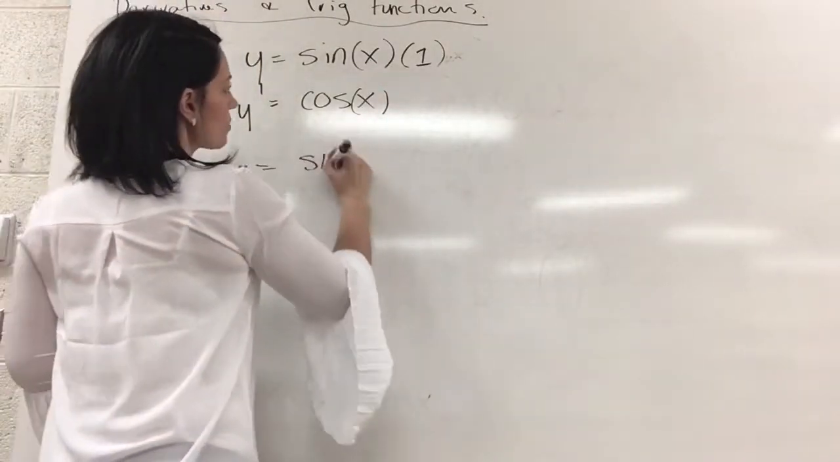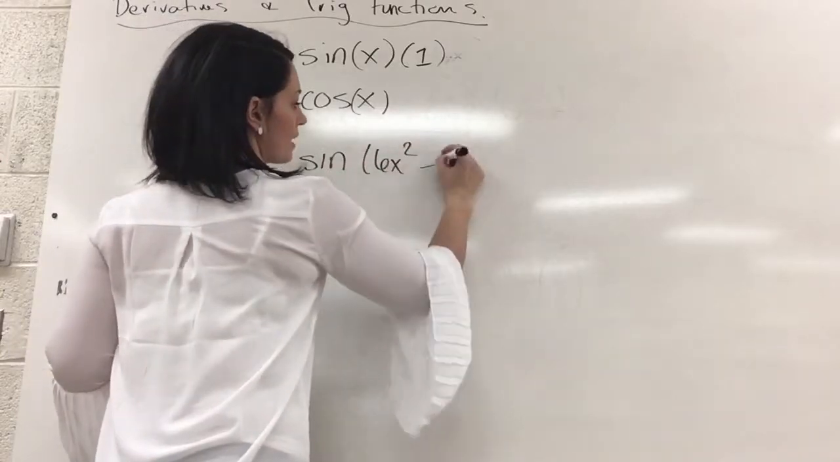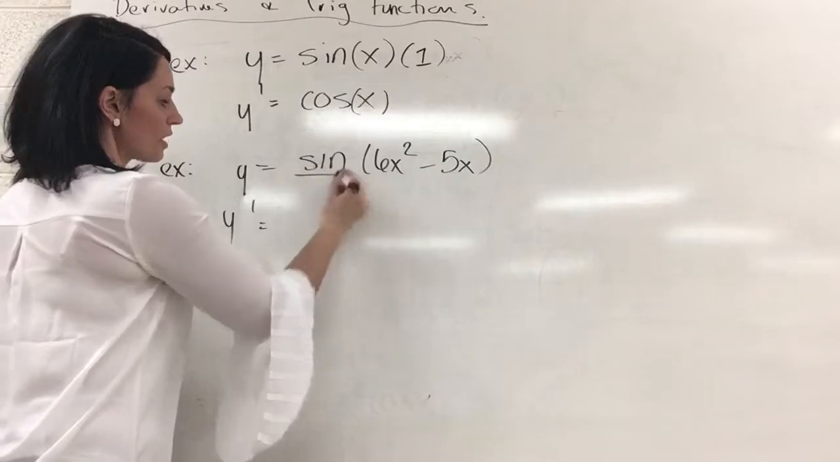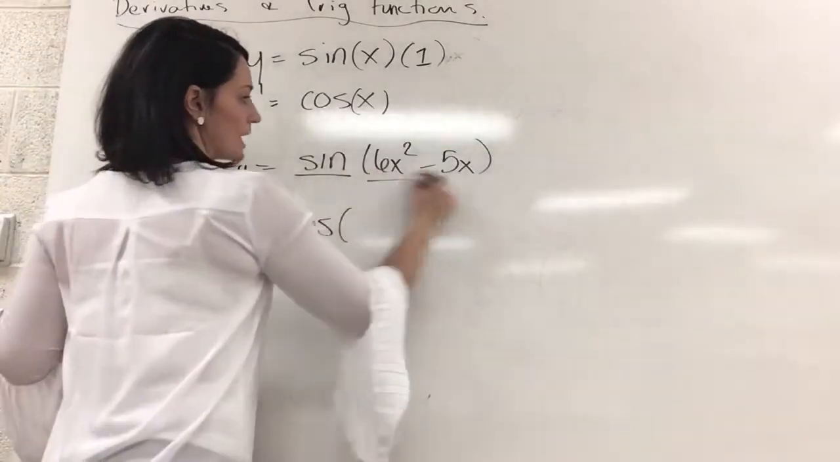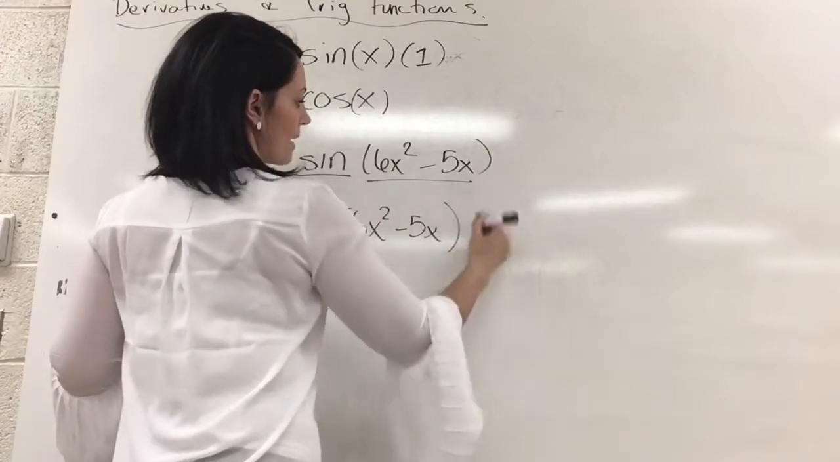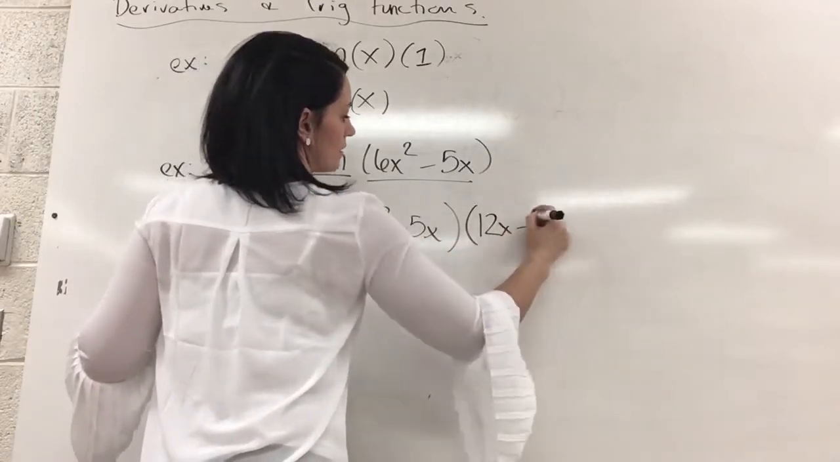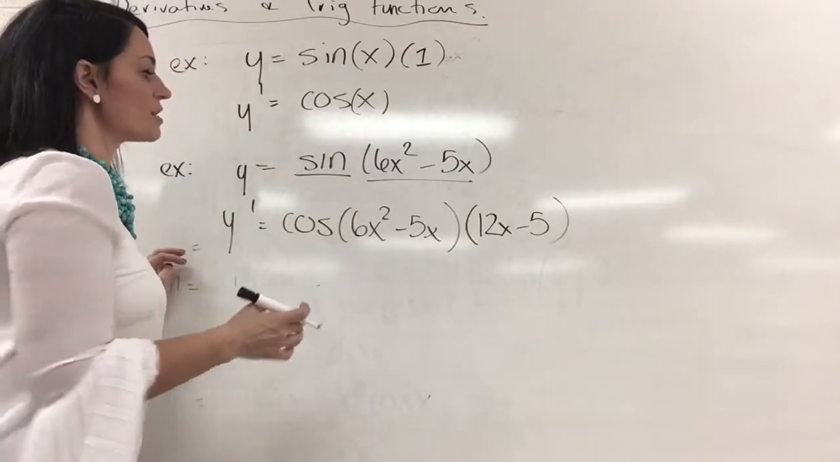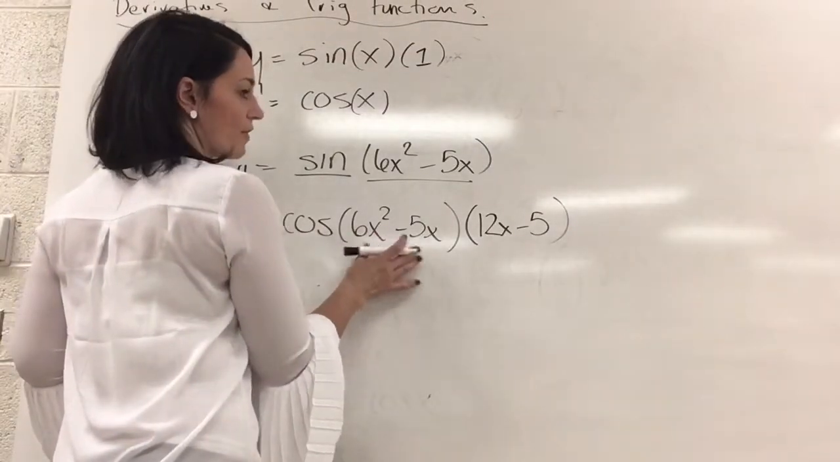So let's do the derivative of sine of 6x squared minus 5x. We do the derivative of the trig function, which is cos. We keep the bracket the same, and then we multiply by the derivative of the bracket. Okay, so there you go. That's how you find the derivative of trig functions when the angle is something other than simply x.